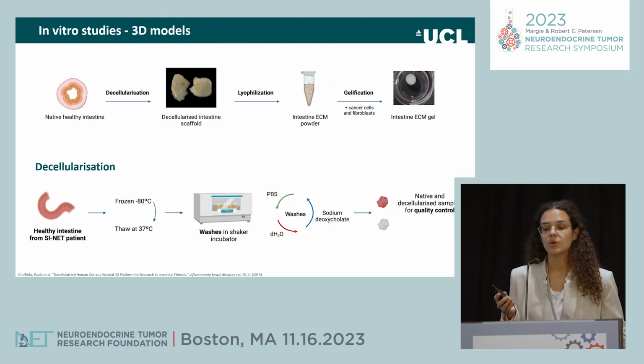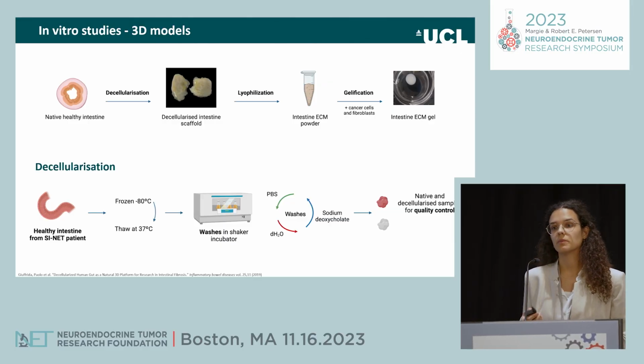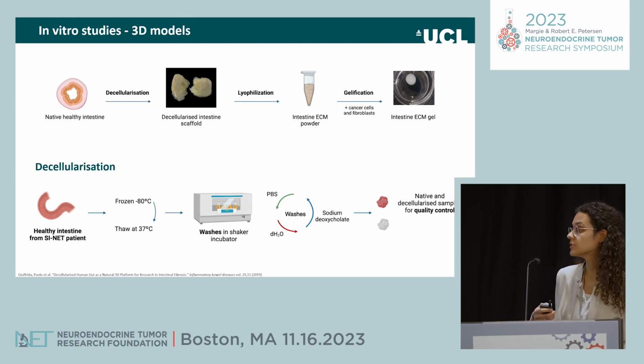And so if we go into a bit more detail, for the decellularization, we are collecting healthy intestine from our SINET patients that undergo surgery. We are also trying to collect the mesenteric mass, so that would be the fibrotic tissue, but this one is a bit harder to collect. So we freeze it first at -80 degrees and then thaw at 37, and then the tissue goes through cycles of washes in sodium deoxycholate, PBS, and water, and then we also take samples for quality control.